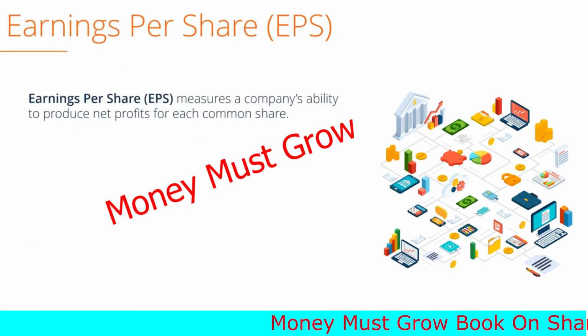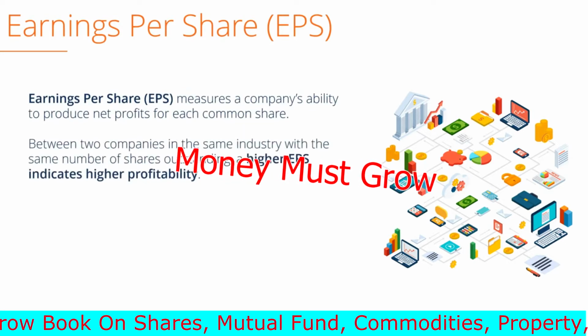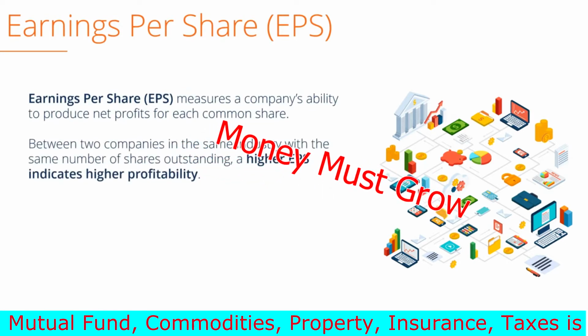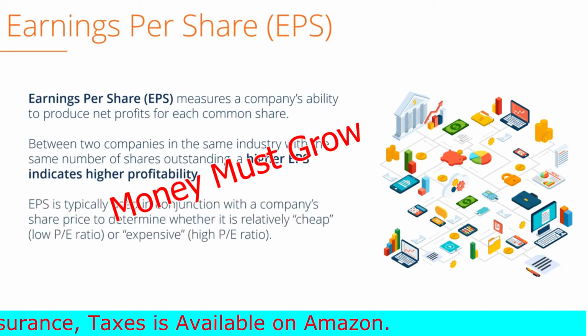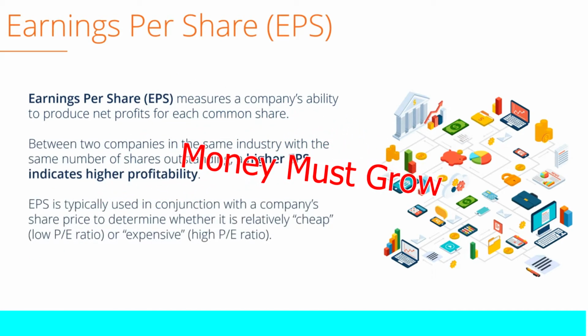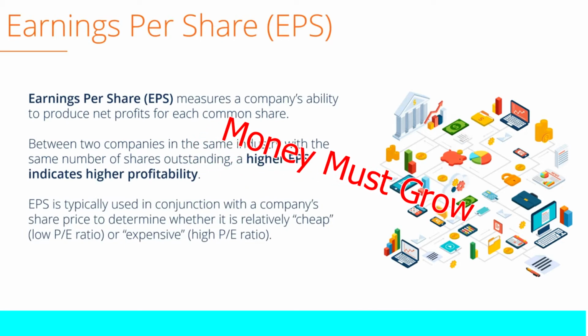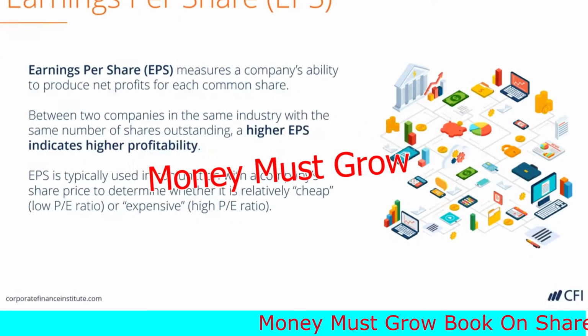Earnings per share measures how much profit a company generates per common share. All else being equal, higher earnings per share indicates better profitability. It can be used in conjunction with a company's share price to assess its valuation. A high price-to-earnings ratio is an expensive stock, whereas a low price-to-earnings ratio is a cheap stock.